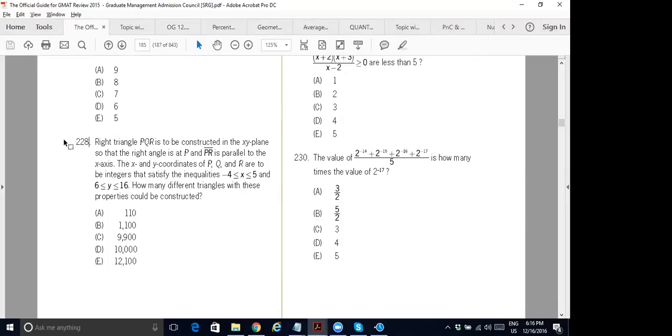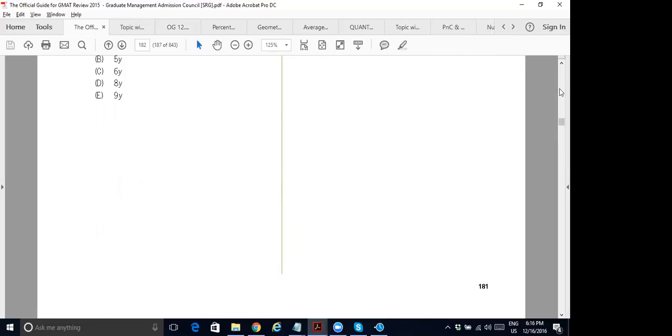This is perhaps one of the most difficult questions ever asked on GMAT. They won't even show me this question. So it's fine, I wouldn't even waste my time right now trying that.